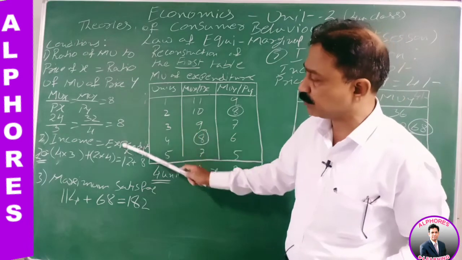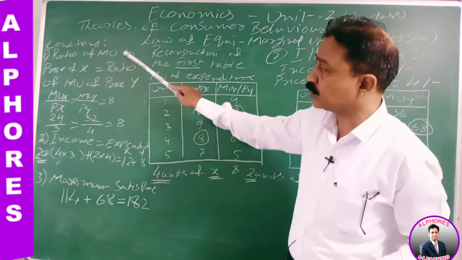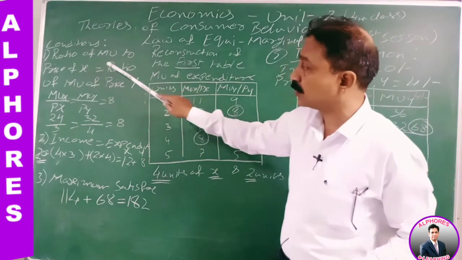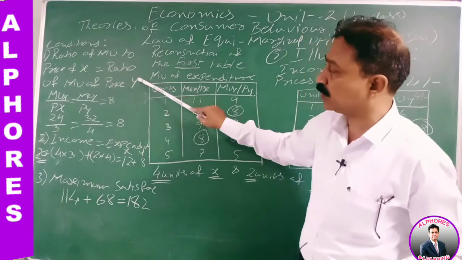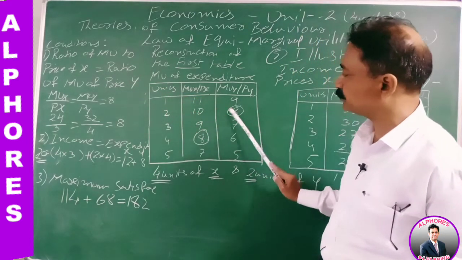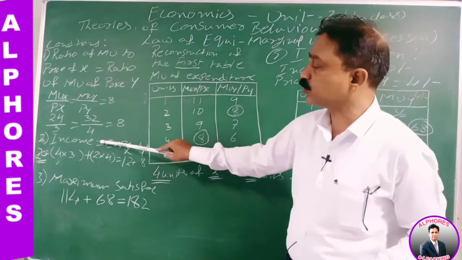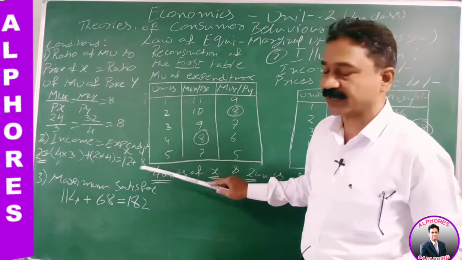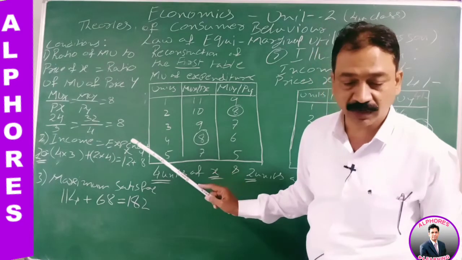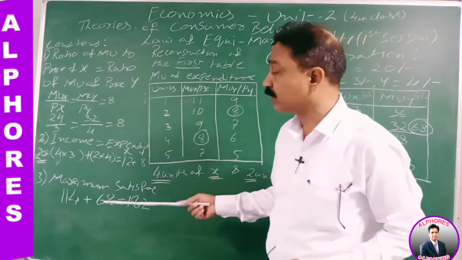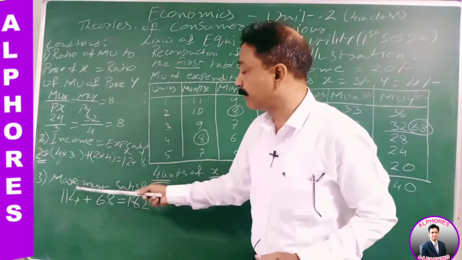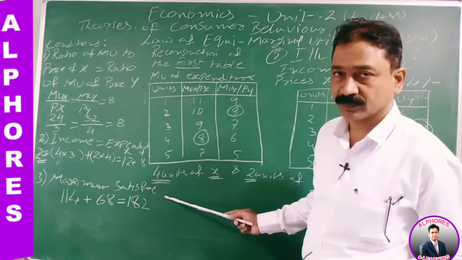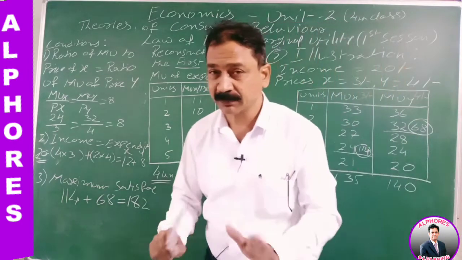2 conditions have been fulfilled. First, the ratio of marginal utility to price of X and the ratio of marginal utility to price of Y should be equal. Income and expenditure should be equal. 20 rupees of income, 20 rupees of expenditure, equal. 2 conditions are fulfilled. Now we will go to the third condition, maximum satisfaction. The consumer is supposed to get maximum satisfaction.